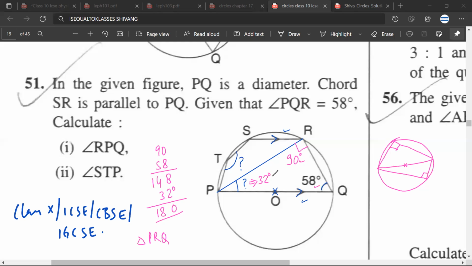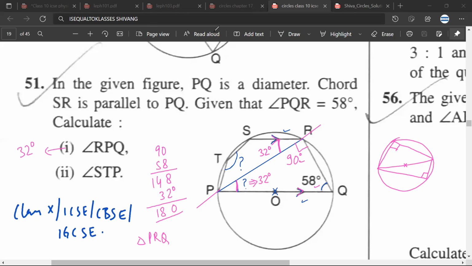What next? Then SR and PQ are parallel, and therefore SRP will be 32 degrees. So what you are suggesting is that because this line and this line are parallel and this is a transversal, therefore 32. Now because STPR is a cyclic quadrilateral, the STP will be 148 degrees.